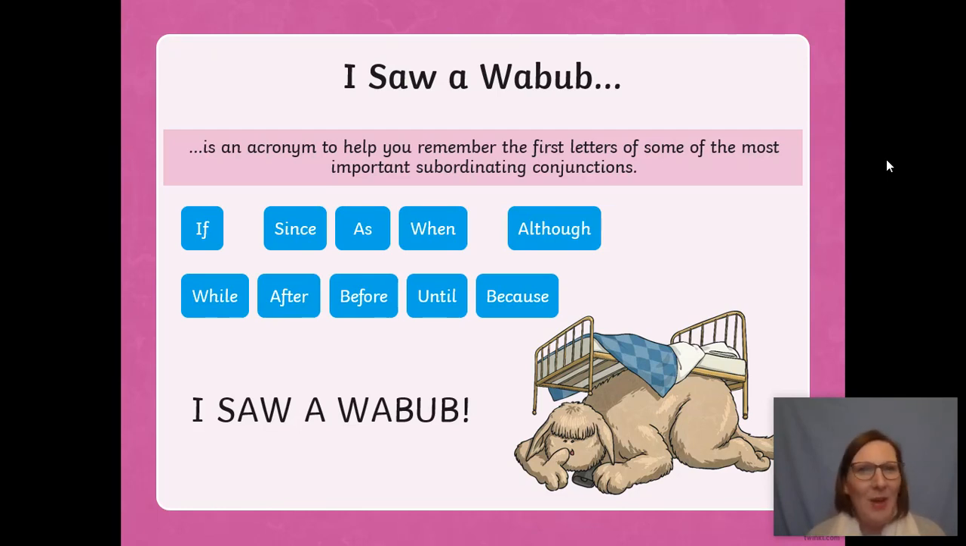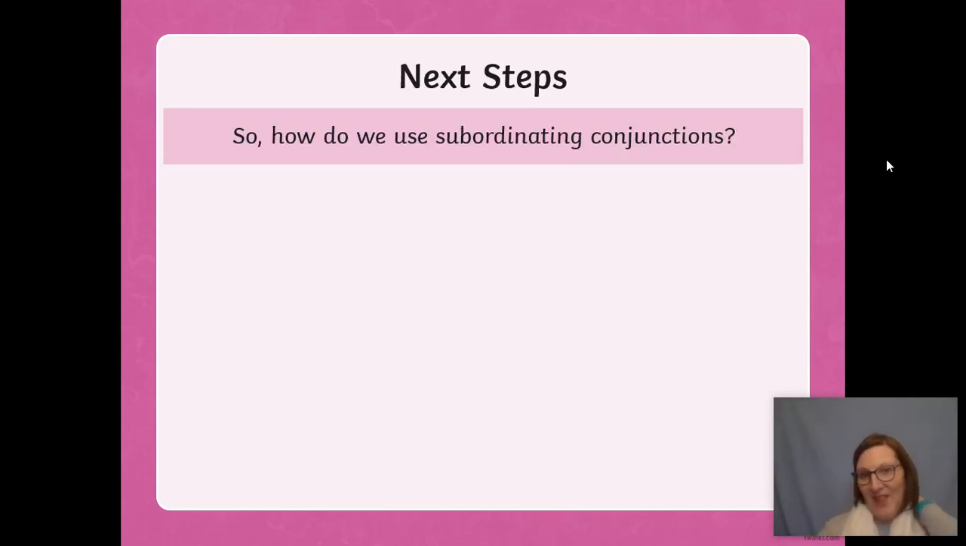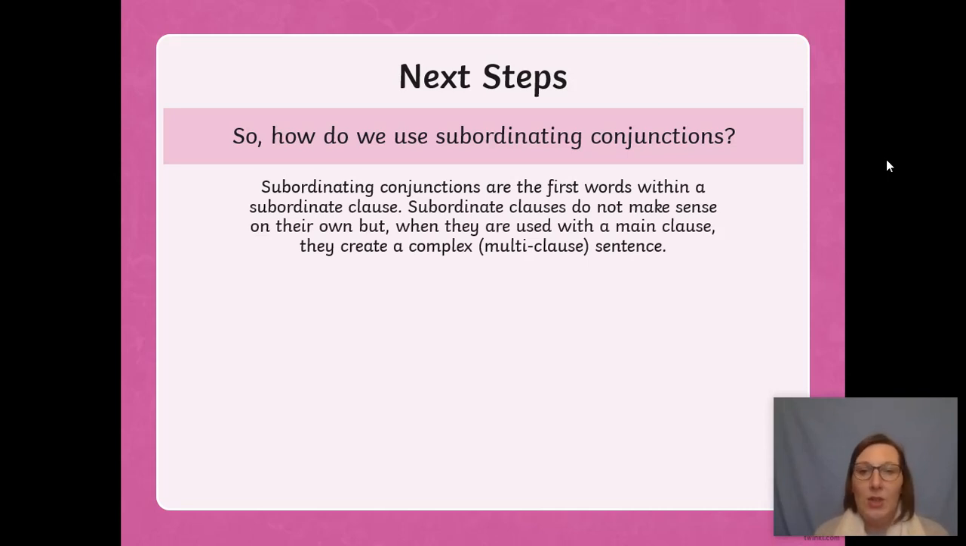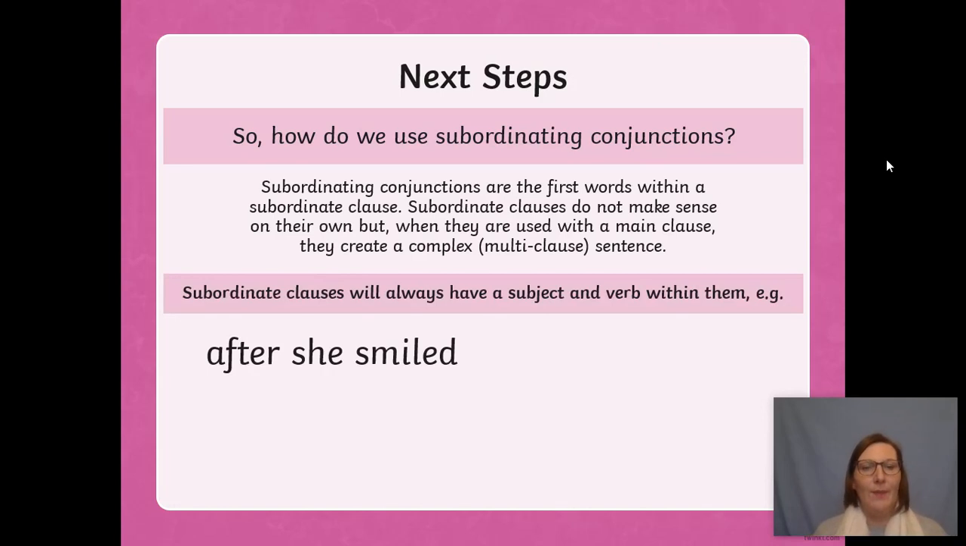Brilliant. Welcome back. I hope you came up with lots of different ideas. Fantastic. Okay, let's carry on with our lesson then. So, how do we use subordinating conjunctions? Okay. So, subordinating conjunctions are the first word within the subordinating clause. Now, remember that subordinating clause, it doesn't make sense on its own. But when they are used with a main clause, they create a complex, a multi-clause, that means more than one clause, a complex sentence.